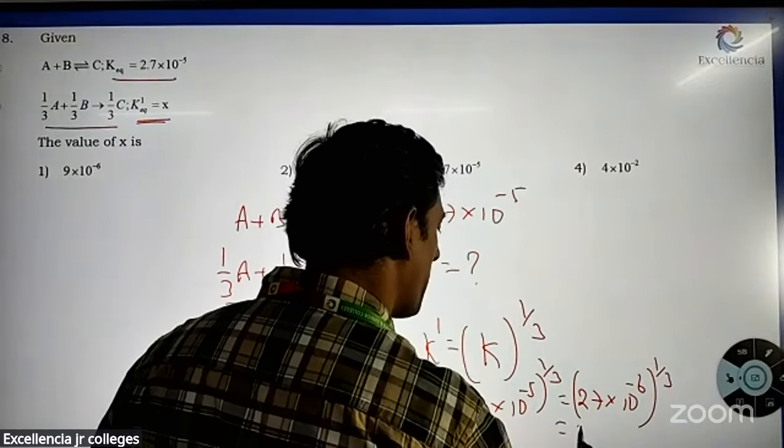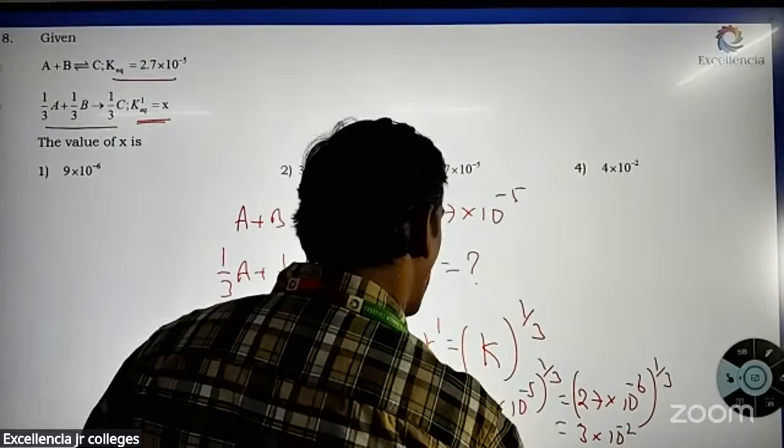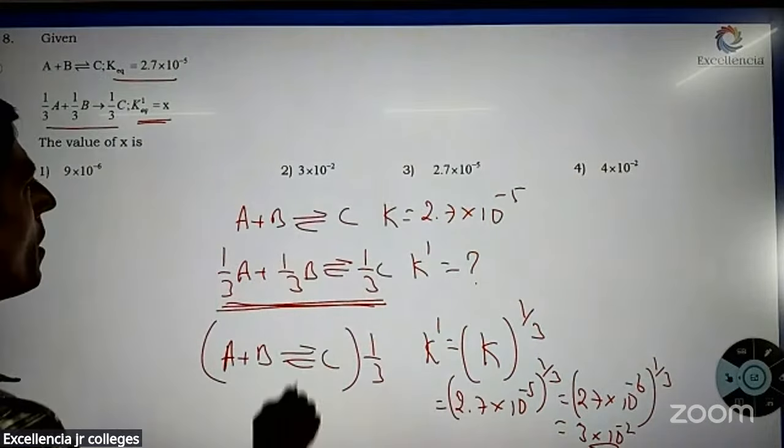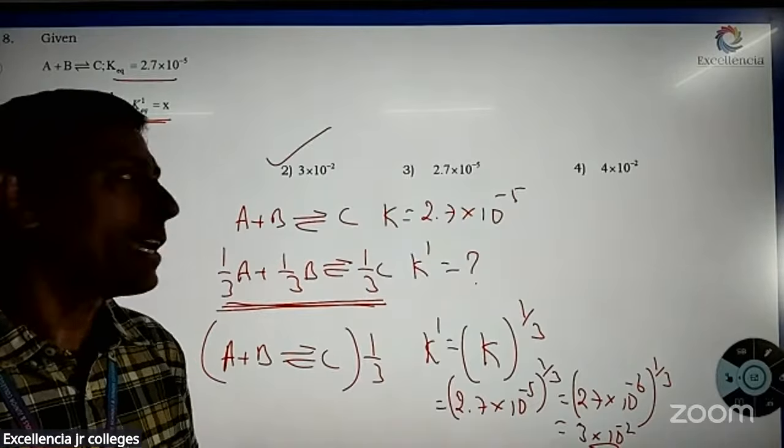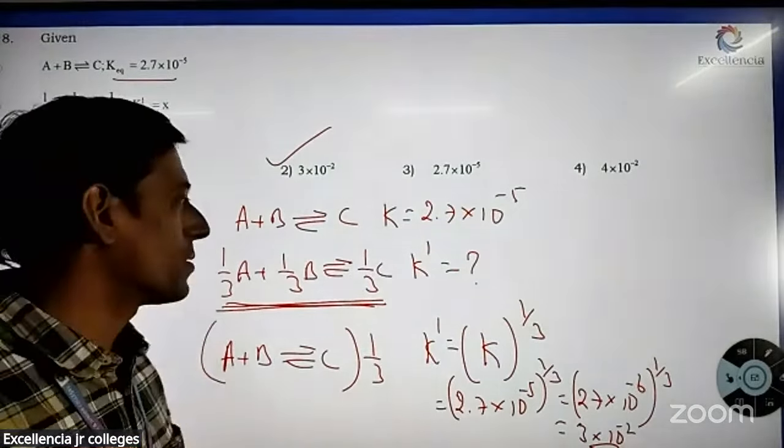Then what does it become? We get 3 into 10 power minus 2. So 3 into 10 power minus 2, second option is the answer. 3 into 10 power minus 2. So again, a simple question from equilibrium. It's not just the equation.